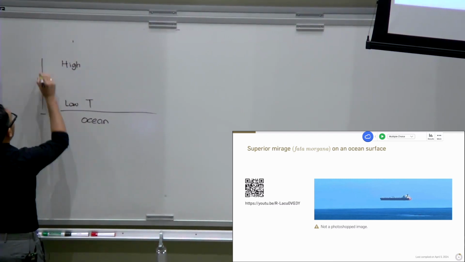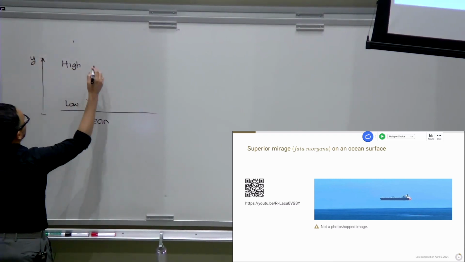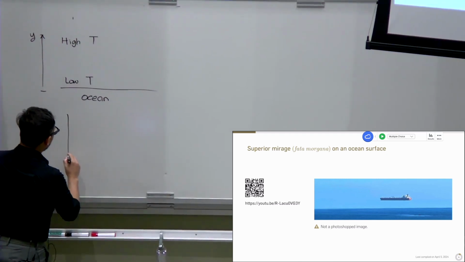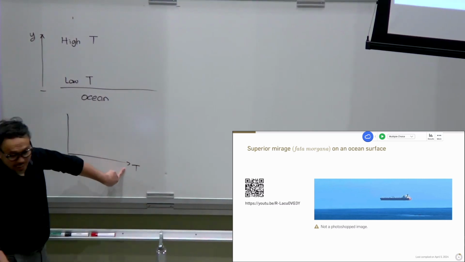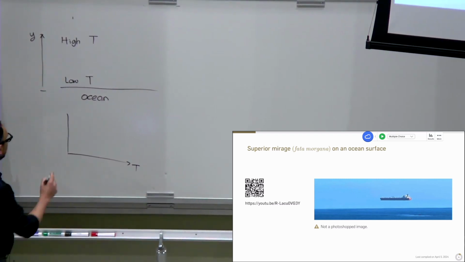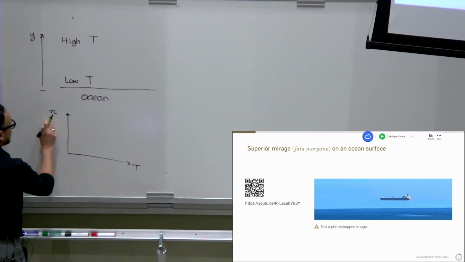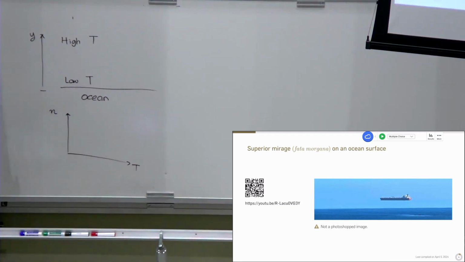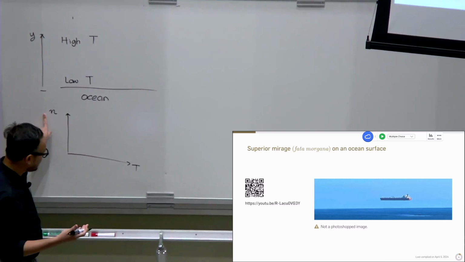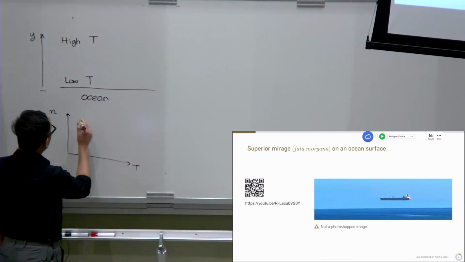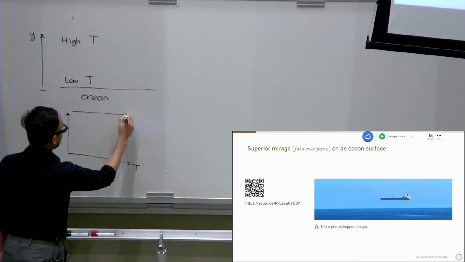Let's call this Y or Z, high temperature. Next I switch the axis. The X is temperature, not Y, and the Y-axis right now is refractive index. When light travels in a medium with refractive index n, the speed slows down by n. Part of it depends on the density of the material. The higher the temperature, the density decreases.